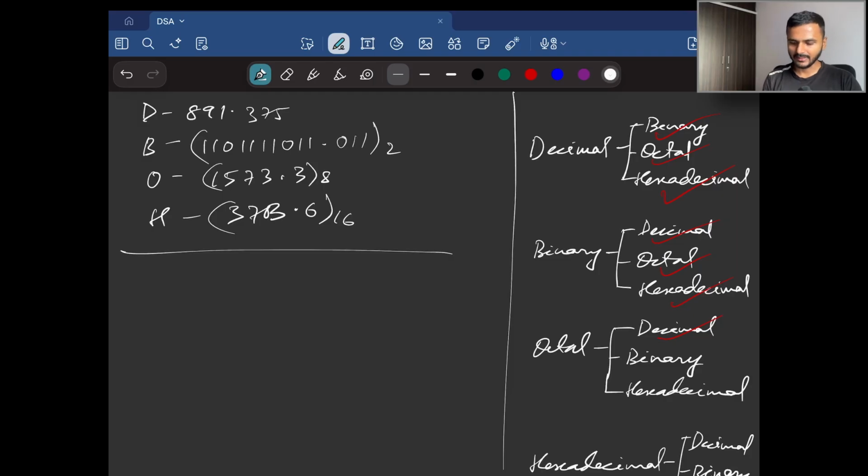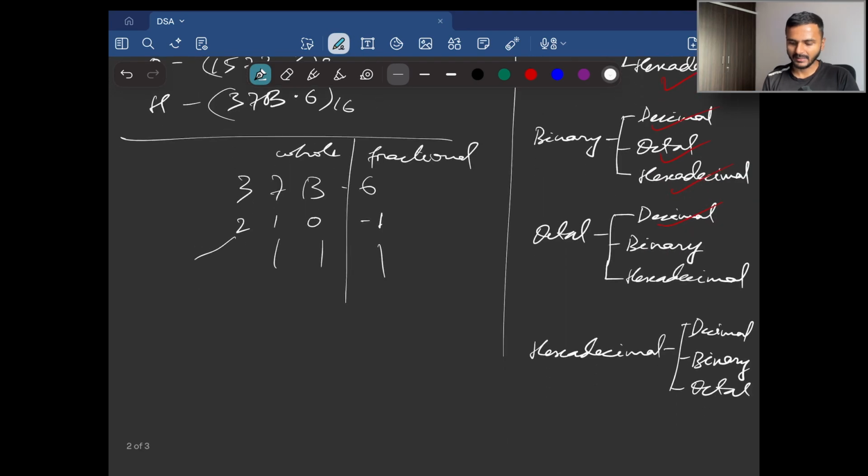Next, let's talk about the conversion of hexadecimal to decimal. For this, we're going to use 37B.6, which is a hexadecimal number we have used already for other conversions. The process of converting hexadecimal to decimal will be similar to converting octal to decimal or binary to decimal. The first thing we will do is split this into two parts, a fractional part and a whole number part. Then we will put positions, find the positional value, and then add them up.